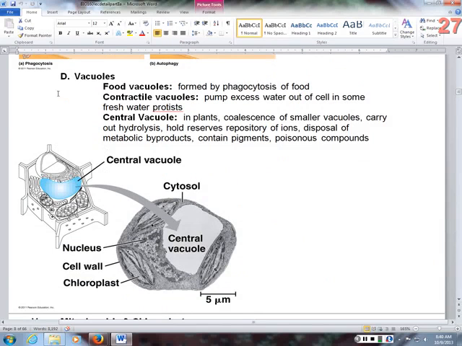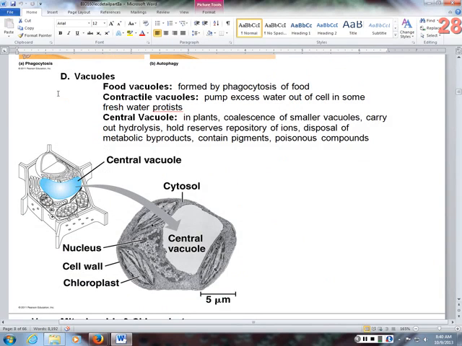So vacuoles, some examples of these, we've got food vacuoles. These are formed by phagocytosis of food. So when there is food on the outside, the cell engulfs it and puts it in a package, and we just call it a vacuole at that point. Contractile vacuoles are going to pump excess water out of the cell. So they will just collect water from the inside and push it out.